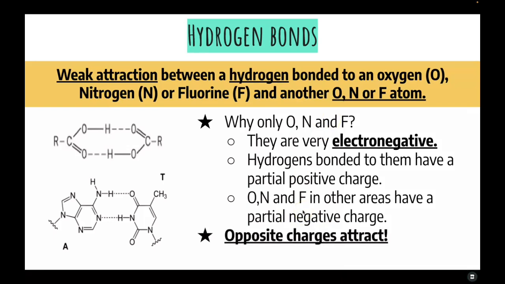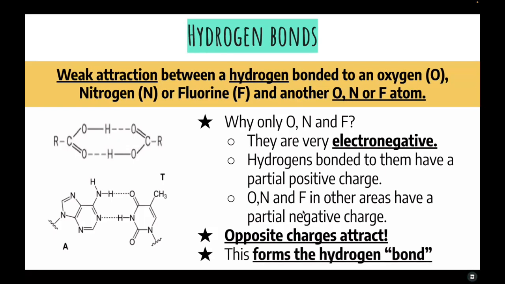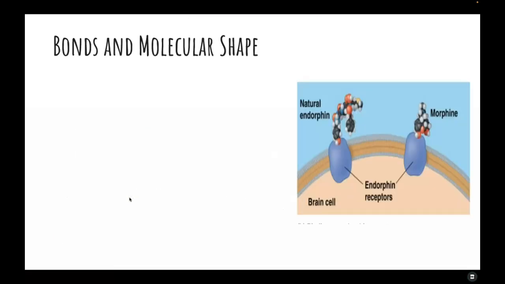And so opposite charges attract. That's why you always see a weak interaction between hydrogen and these three atoms. And this is what forms a hydrogen bond. All right, so here you can see hydrogen bonding with nitrogen. Here you can see hydrogen bonding with oxygen. All right, and you're always going to mostly see those attractions. All right, let's talk about bonds and molecular shape.